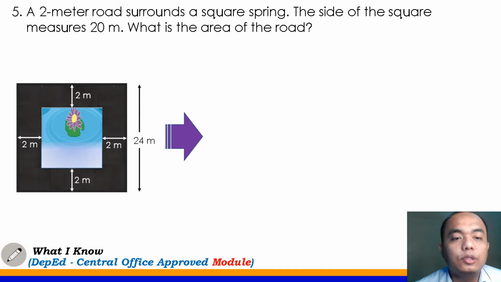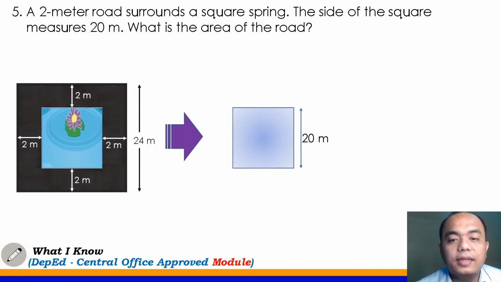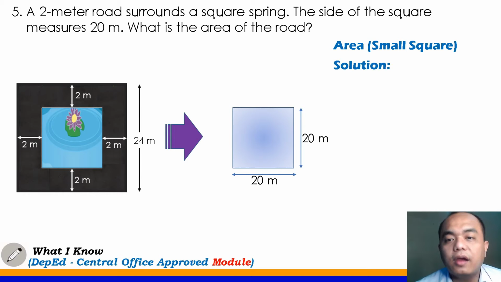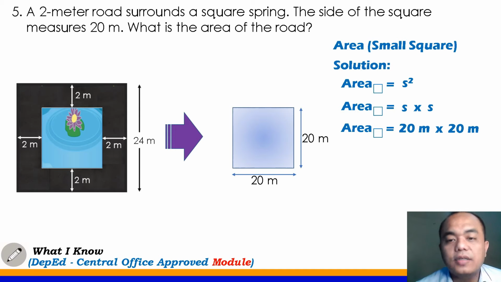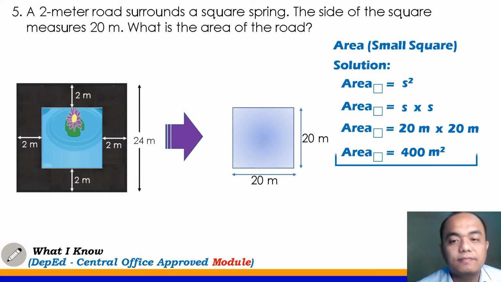Next, let's proceed to the small square. Ito, yung side natin is 20 meters. So let's have the area of the small square solution. Area of the small square is S squared or S times S. So side natin is 20 times 20. And then we have 400 square meters. Ang area ng ating small square.